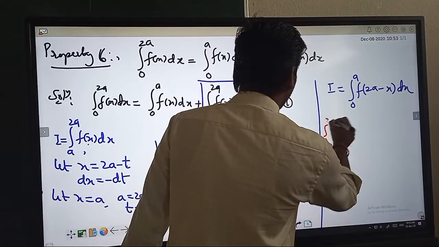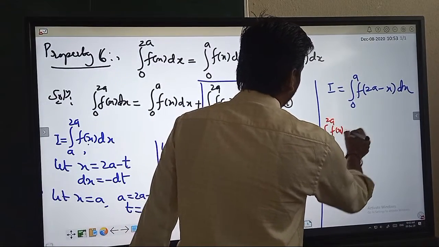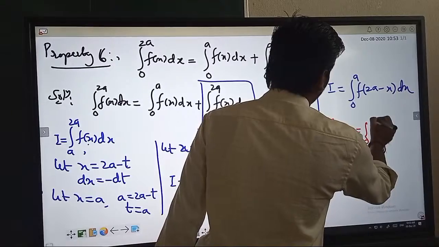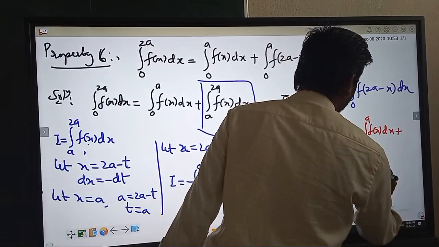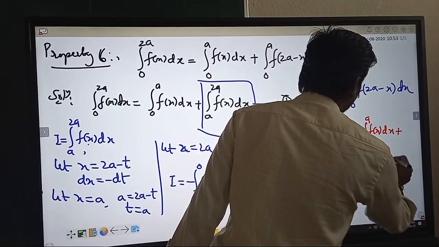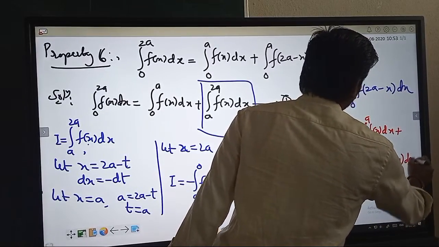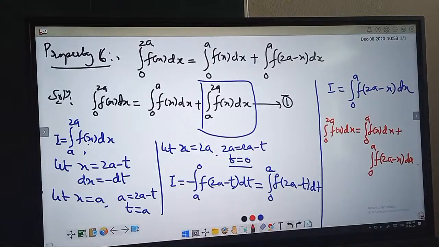Integral from 0 to 2a of f of x dx can be written as integral from 0 to a of f of x dx plus integral from 0 to a of f of 2a minus x dx. Done, very good. Take down this.